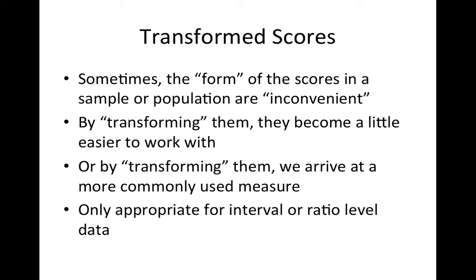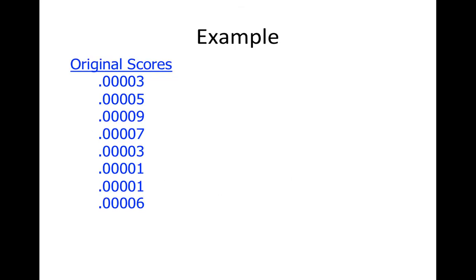Now, these transformations are only appropriate for interval or ratio level data, interval or ratio level measurements, that is. If you forget what interval and ratio level measurements mean, it's probably not a bad idea to go back to Chapter 1 in the textbook and review the four scales, the four levels of measurement: nominal, ordinal, interval, and ratio.